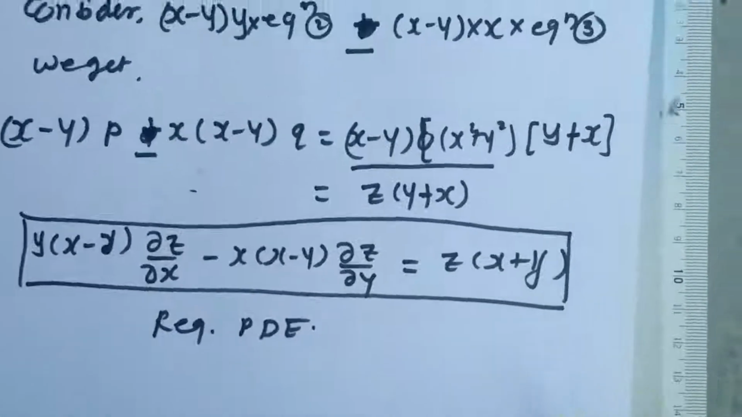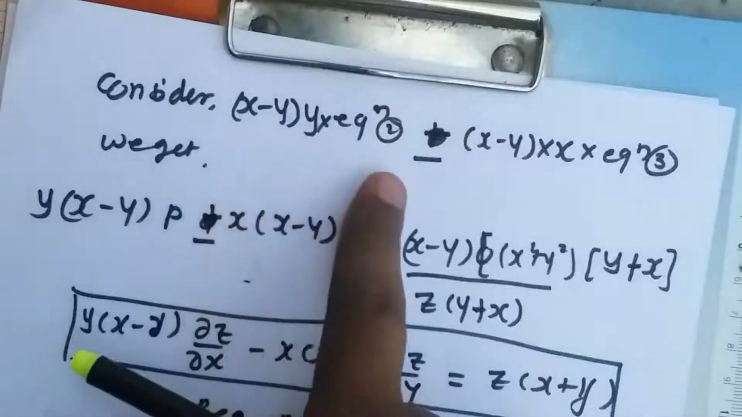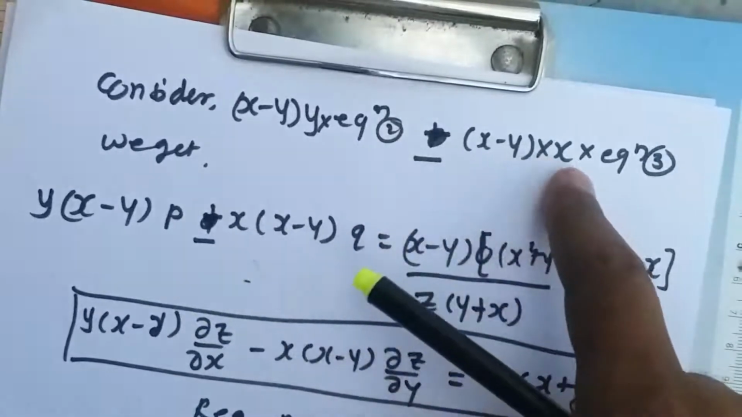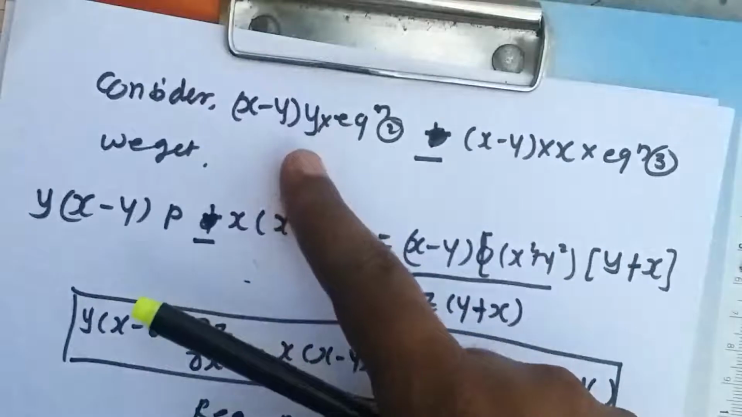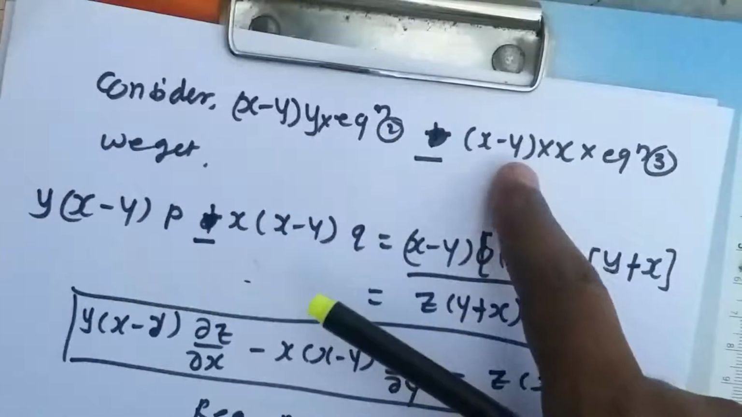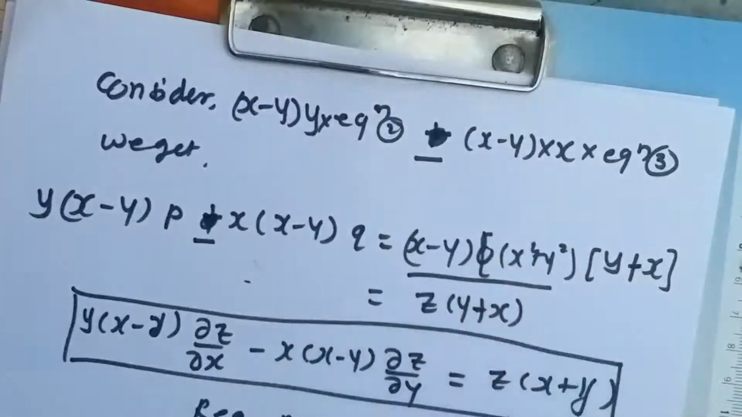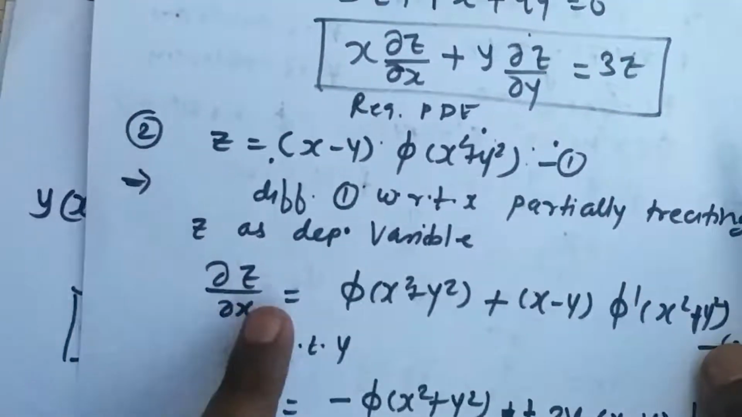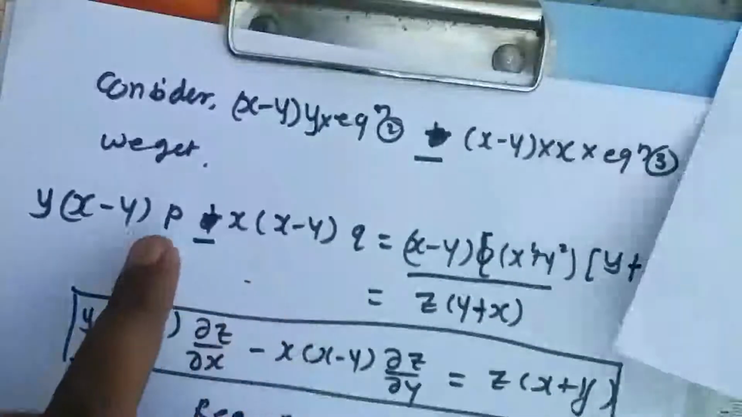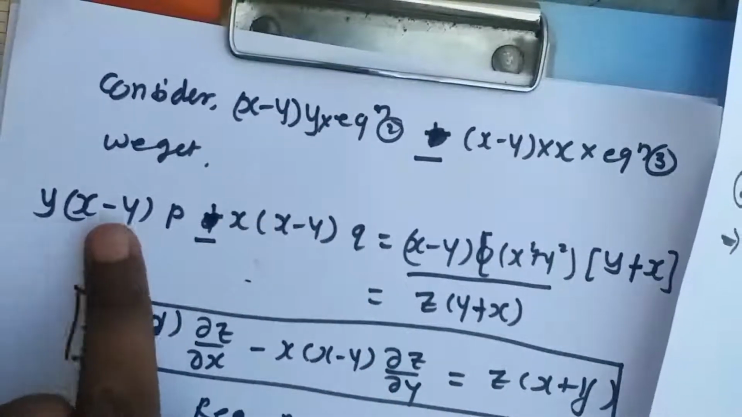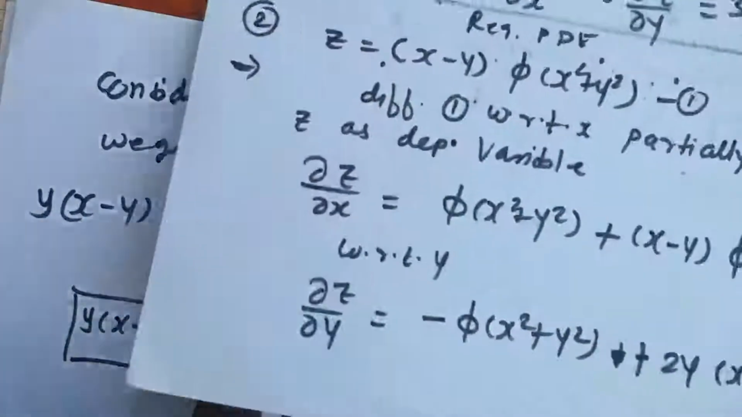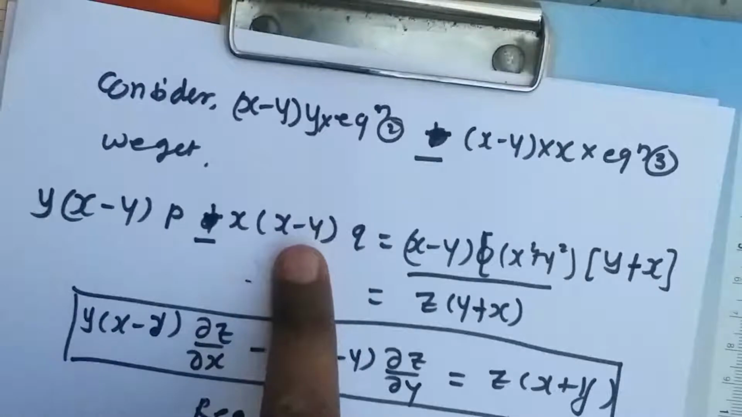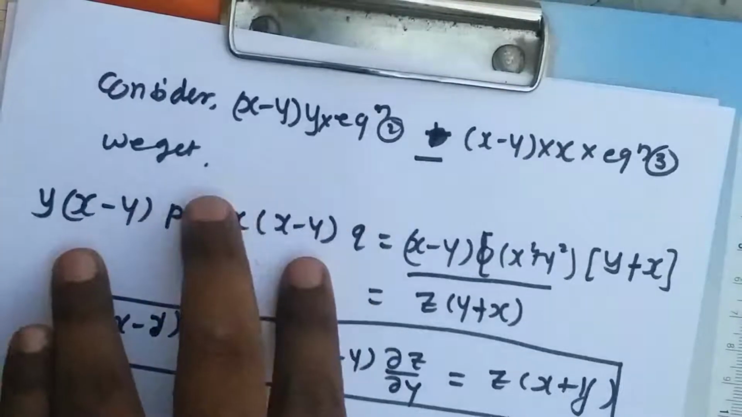So in the next step, what we have to do: multiply equation number 2 by (x minus y) into y, and then subtract that from (x minus y) into x times equation 3. So we are multiplying equation 2 by (x minus y) into y and equation 3 by (x minus y) into x, and we are subtracting the two equations. So on the left hand side, del z by del x is p, which we multiply by (x minus y) into y, so p into (x minus y) into y, minus sign in the middle. This is q, right? We are multiplying this q by (x minus y) into x. So (x minus y) into x into q. So these are the left hand side terms.